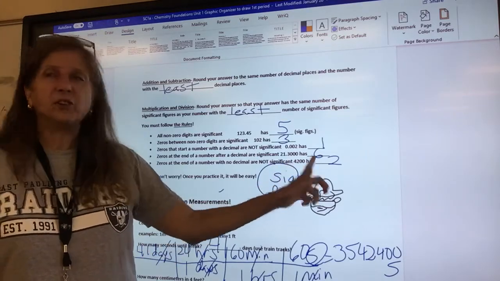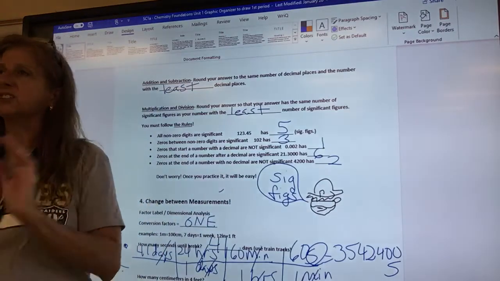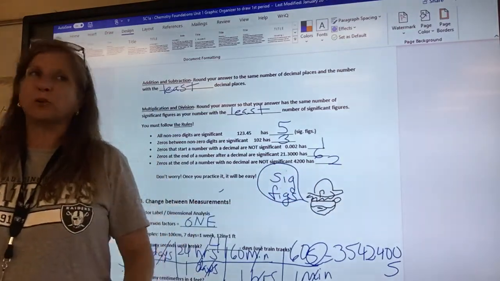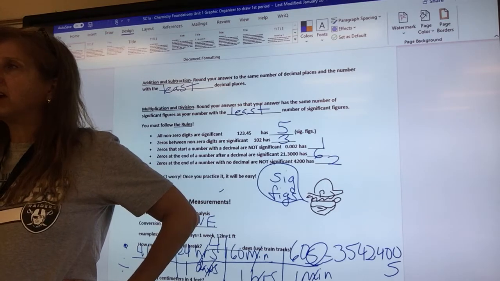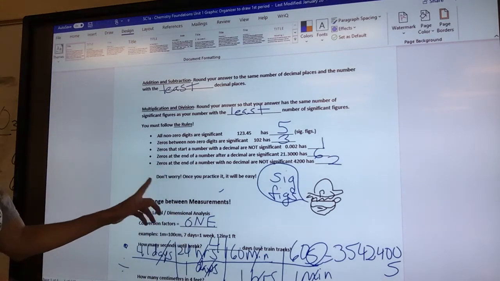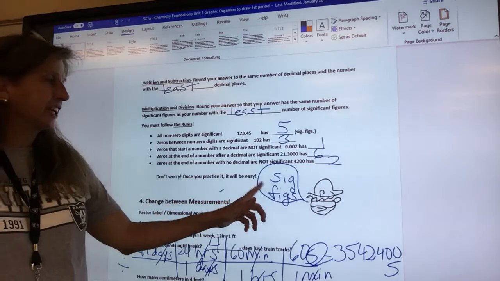Okay, so 4200 only has two significant figures because those zeros are at the end of the number with no decimal point. How do we feel about that? Okay, let's keep going. Don't worry. Once you practice it, it will be easy.